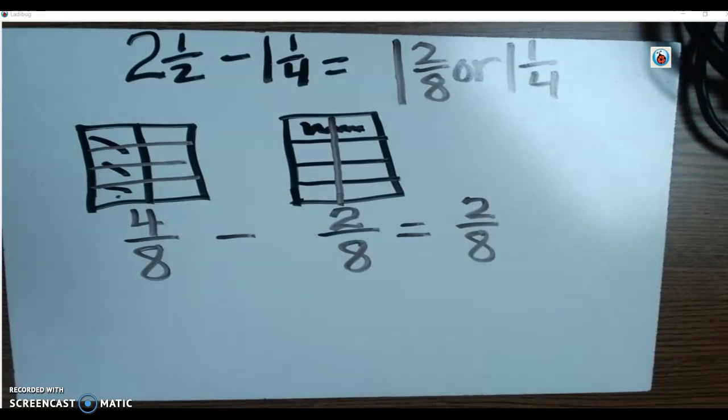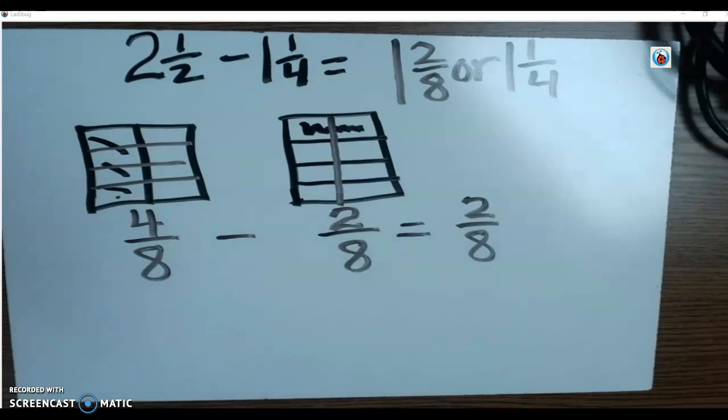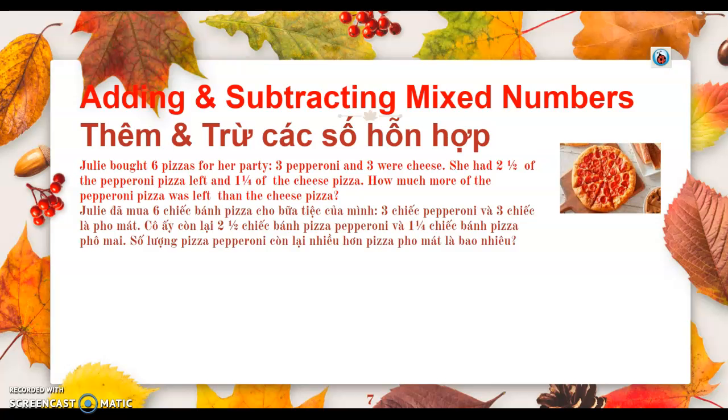Okay? So when you are subtracting, you're going to start with writing your equation, then you will create your models, subtract, and then you will come up with the answer. Based on our subtraction, in use of models, we were able to see that Julie has 1 1/4 more pepperoni pizza than she has of cheese pizza.